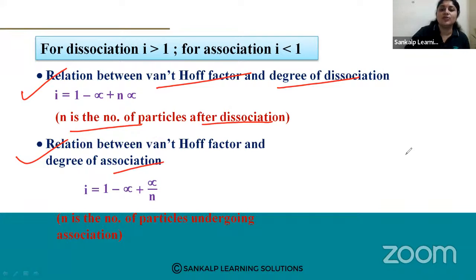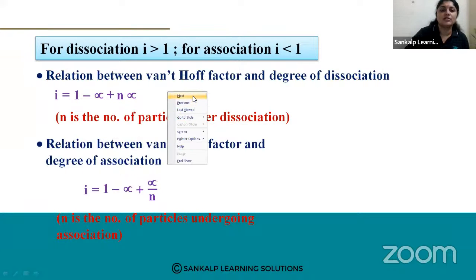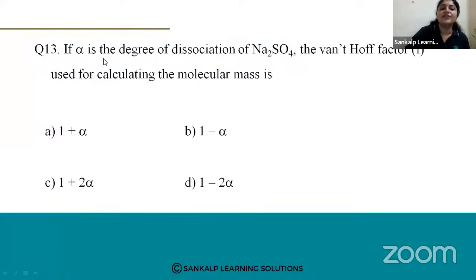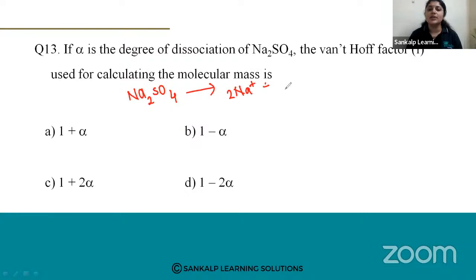Now we'll go to the next question. If alpha is the degree of dissociation of Na2SO4, the Vant Hoff factor i, used for calculating the molecular mass, is: how does Na2SO4 dissociate? It dissociates into 2 Na plus and SO4 2 minus.